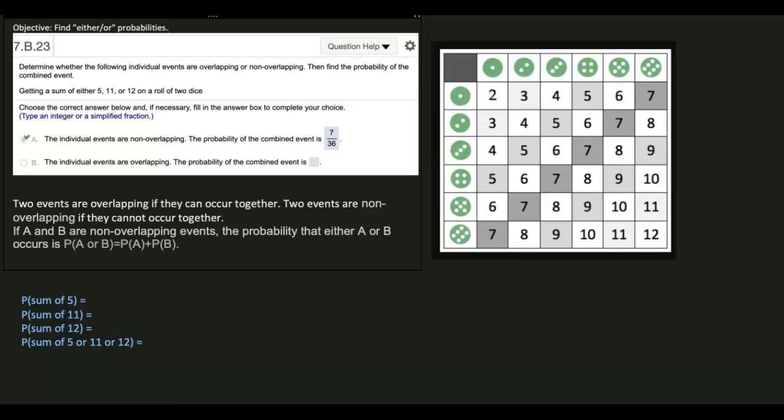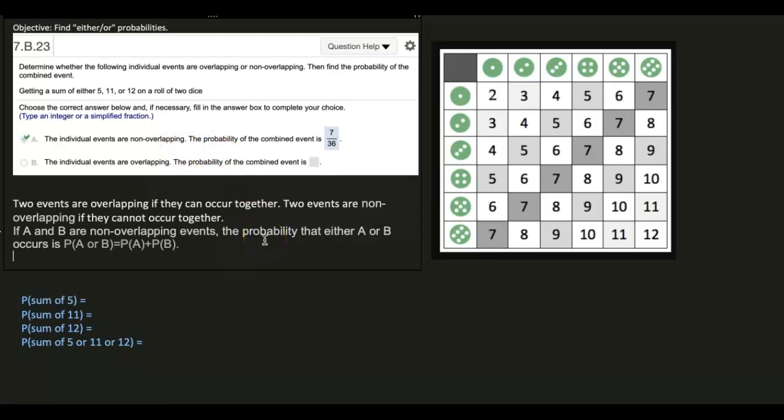In this problem, we want to find the probability of a combined event, and it turns out that this particular event of rolling a sum of either 5, 11, or 12 is a non-overlapping event. And that means that events that are non-overlapping cannot occur together. In other words, you can't roll a sum of a 5 and at the same time, with the same two dice, roll a sum of an 11. Maybe on the next roll, you could roll a different sum. That's possible, but those two events can't happen at once. Okay, so that's the first part of this question.